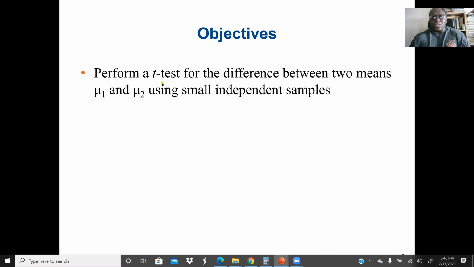If our sample size is less than 30, instead of using the z-test, we use the t-test. Instead of using the standard normal table, we are going to use the t-distribution table. Here we're going to learn how to perform a t-test for the difference between two population means, using small independent samples. Again, when the sample size is less than 30, we consider it a small sample.